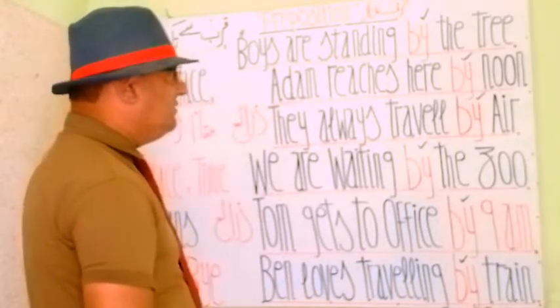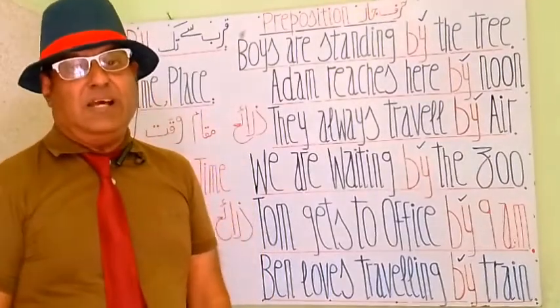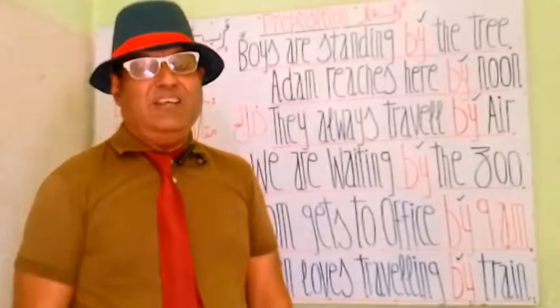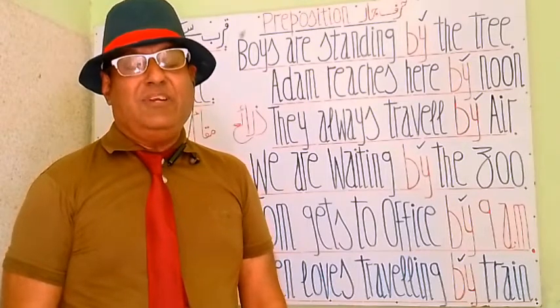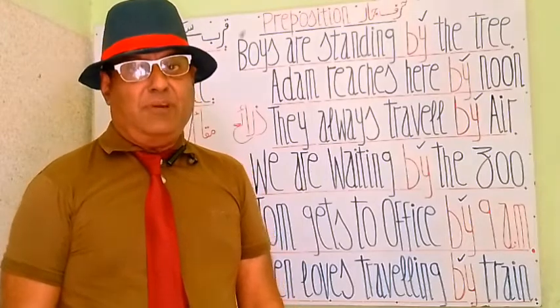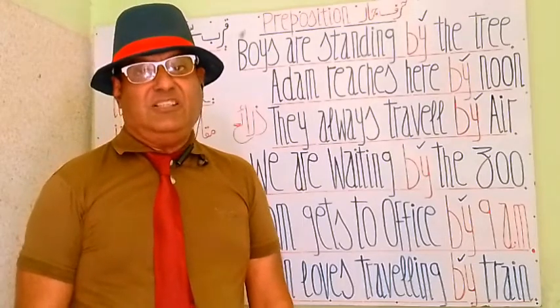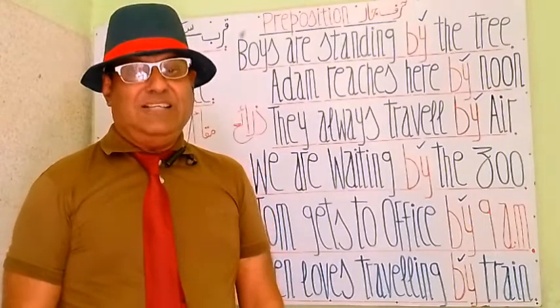Adam यहाँ दोपहर तक पहुँचता है. By means till. By means here till. Adam reaches here till noon. So we have used by as a preposition in this sentence. So by means here till.